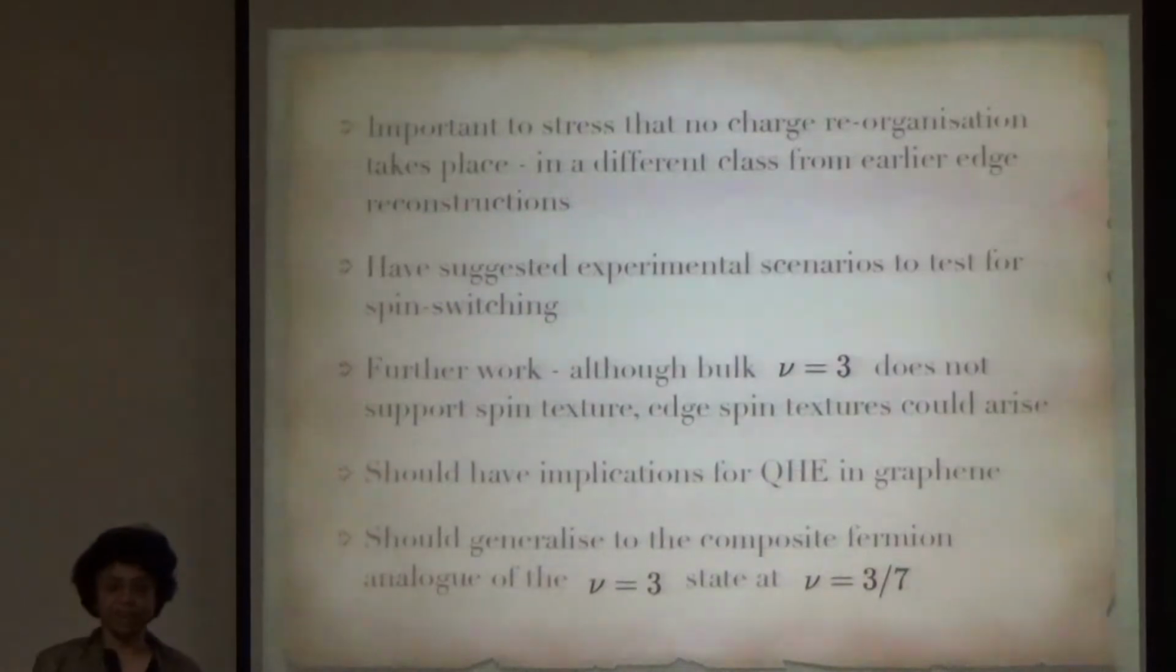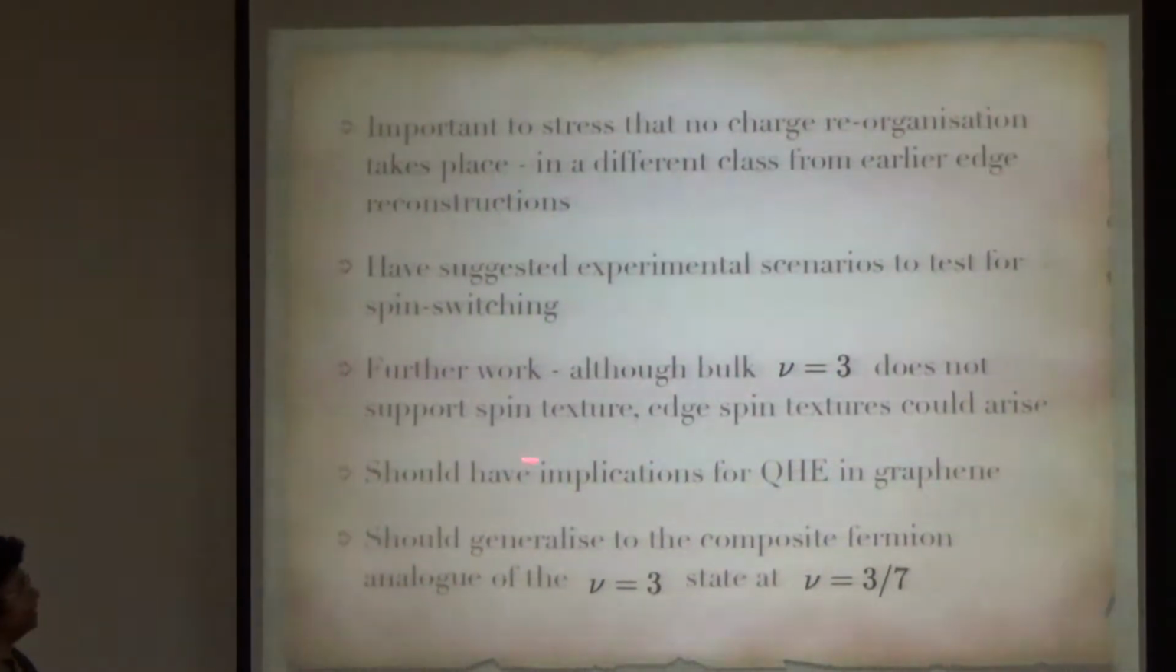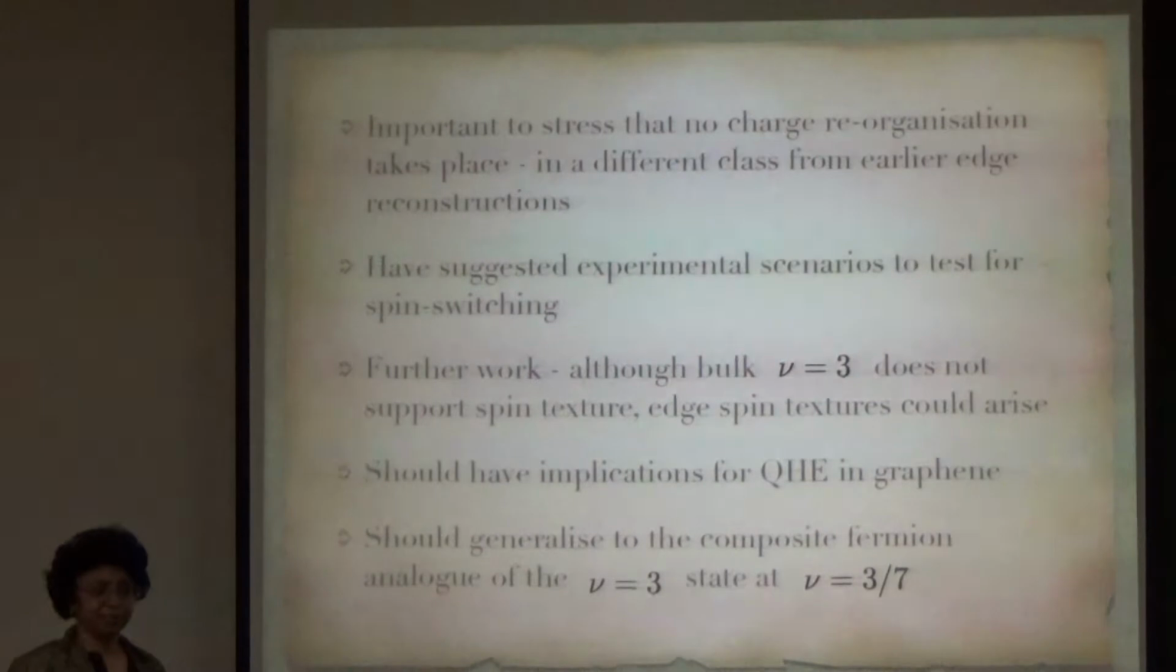Some of the things we haven't done and which we would still like to do in this area is that we have not looked at spin textures. For nu equal to 3, the bulk does not have spin textures. Nu equal to 1 has spin textures, but one doesn't know what happens at the edge.